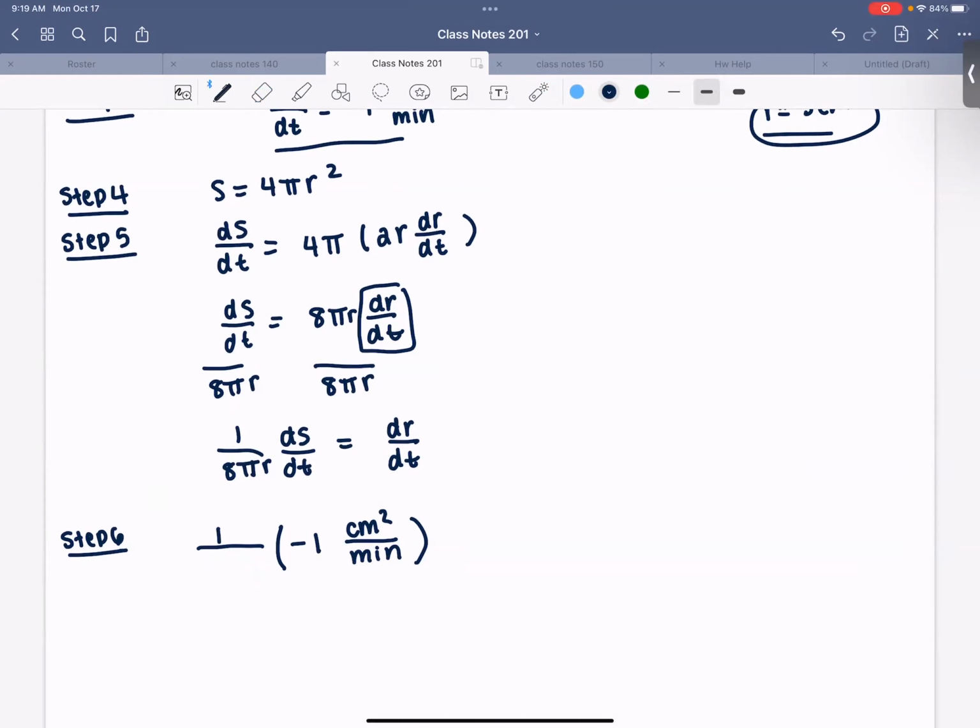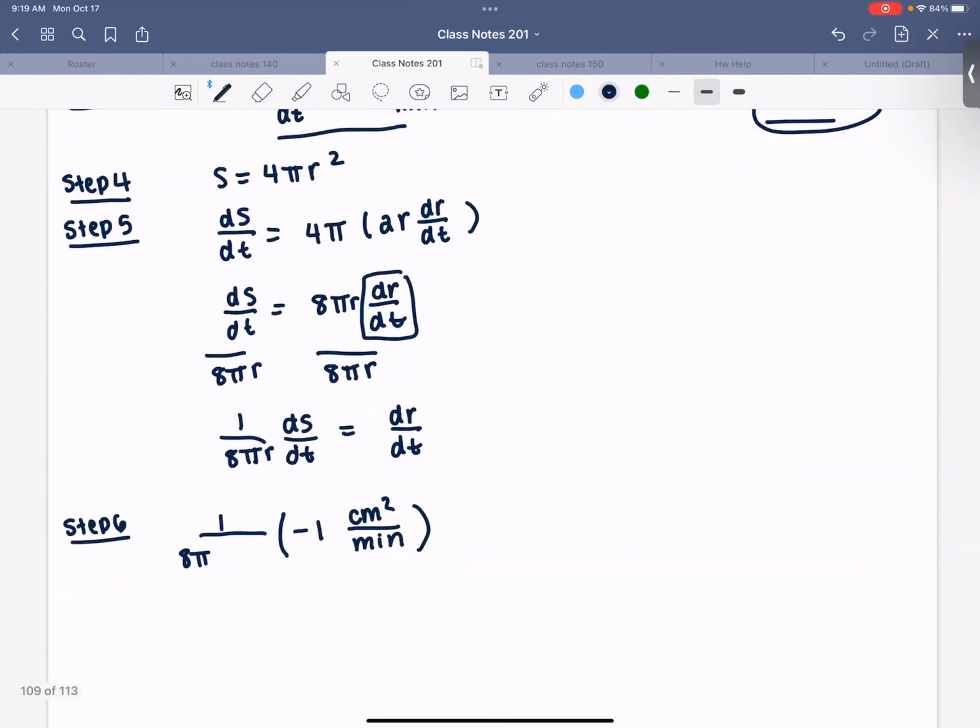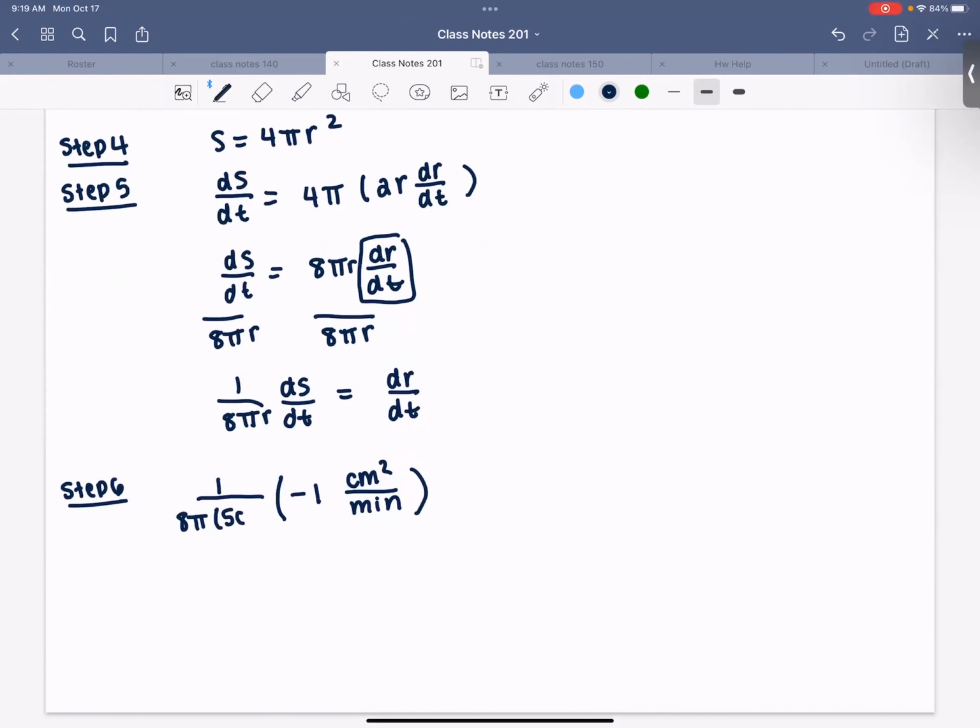All right, so I guess we do have to plug in r. We have 8 pi and r is 5 centimeters. Guess it does matter here, right? All right. So that's my dr/dt. Any questions so far? I know it kind of just confused you a little bit by making a mistake, but hopefully you can look past that.